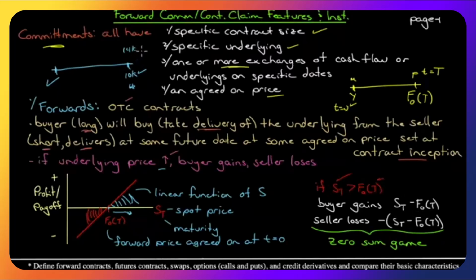So to go back to our example here, if ST is $14,000, we agreed on $10,000, I gain $4,000 because what I can do is pay you 10 and immediately sell it in the market for 14. So I would gain that much. The seller, we just put brackets around it and put a negative sign. The seller loses that much.